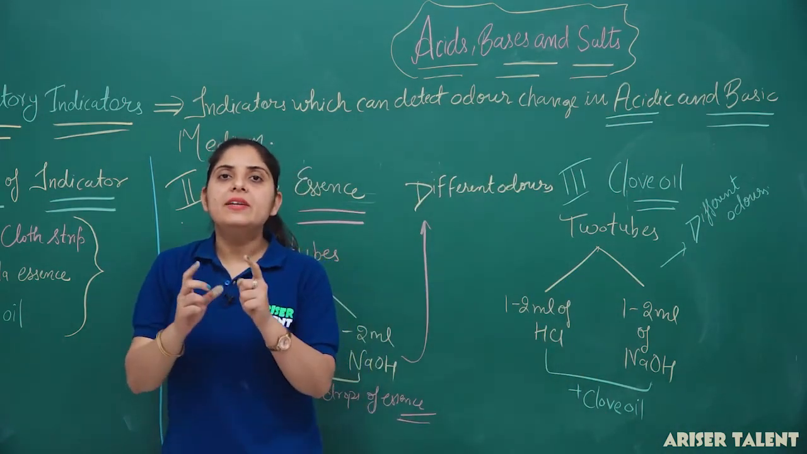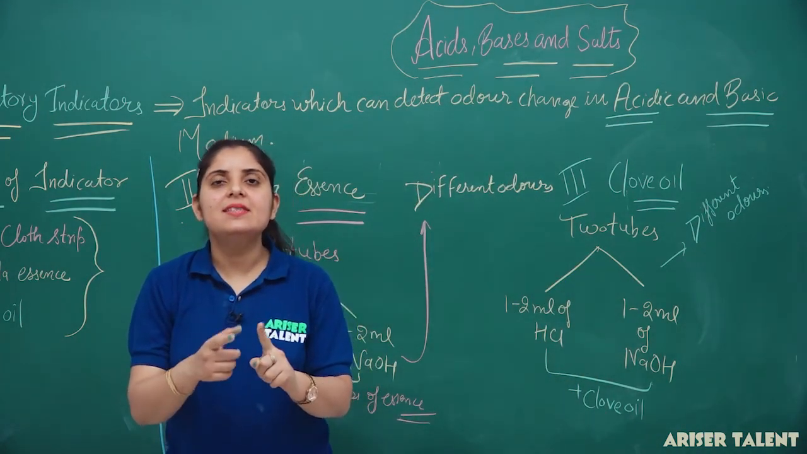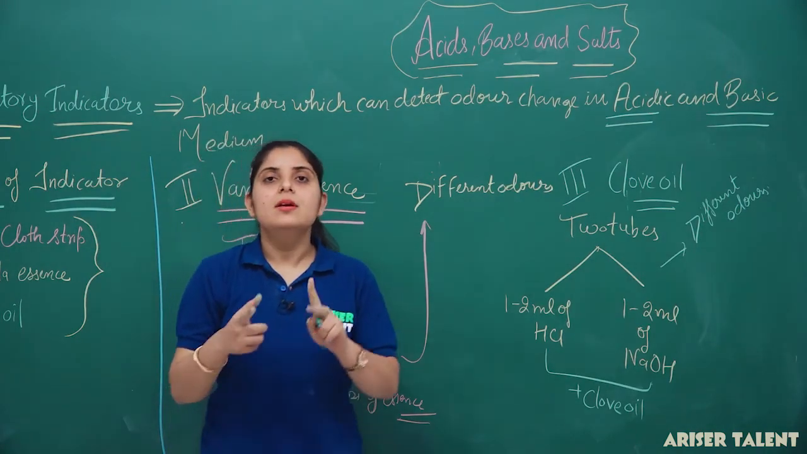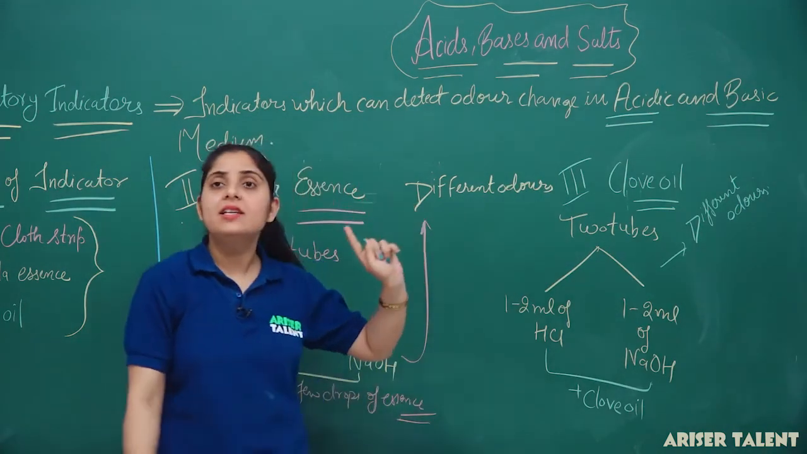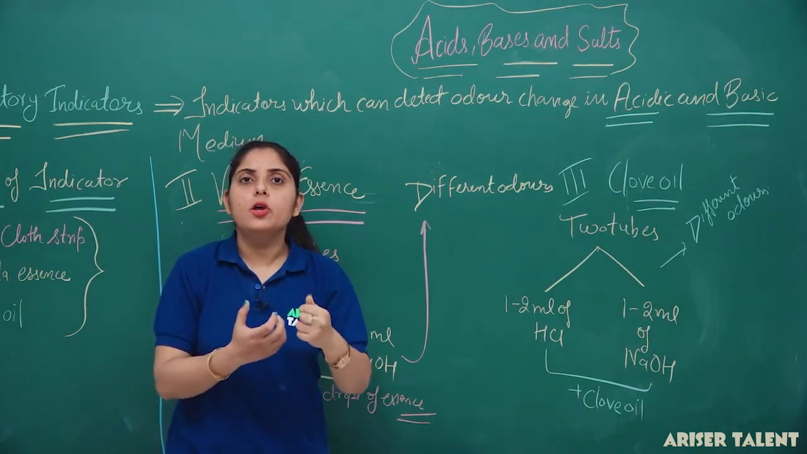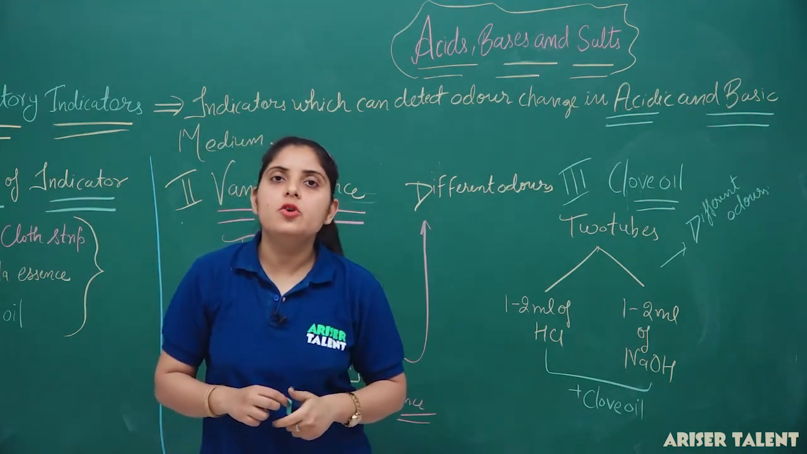So olfactory indicators, we have the three categories, that is onion cloth strip, vanilla essence, and the third category is clove oil, to identify the odor of acid and base. So this topic is over for today.